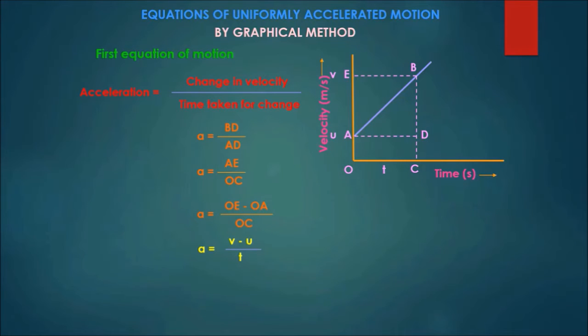So the equation can be rewritten as A is equal to v minus u by t, which can be written as v minus u is equal to at. This is the first equation of motion. V is equal to u plus at.